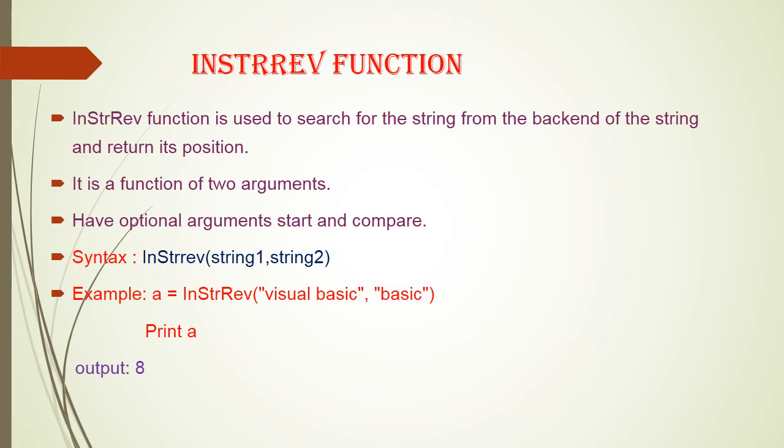In the example we have the original string "Visual Basic" and the string to find, "basic". So it searches for "basic" in the original string and returns its position. So here the basic, with small letter b, starts at position 8. So the output will be 8.